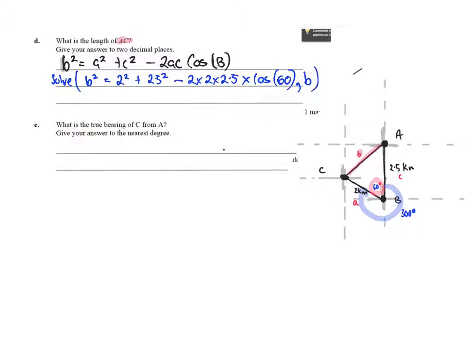And I'll get the answer. So the answer, which is AC equals, I got AC, now it's set to 2 decimal places, so 2.29 kilometres. So I'm having a look, the other two are around 2 kilometres. I think I'm pretty good. Like, it's not unreasonable.